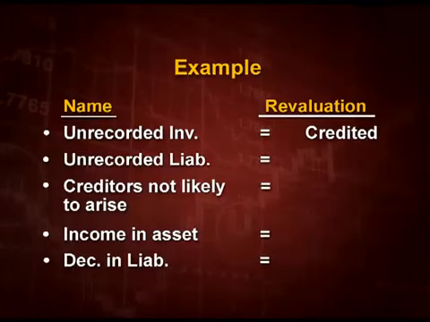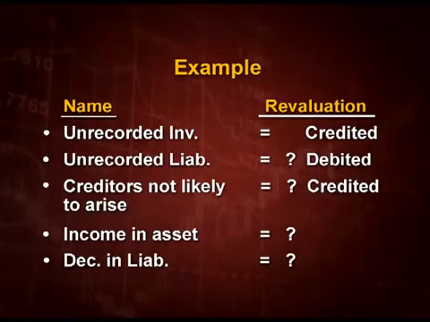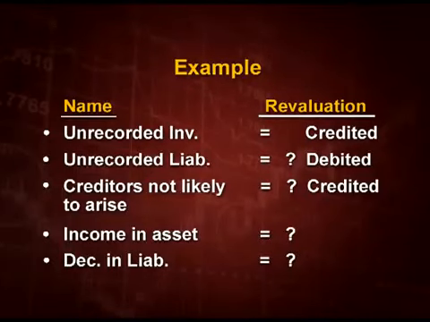Now let us understand it by another example. You have to think about it and then I will write. You think within 1 second. Unrecorded liability, the liability which was not recorded earlier, yes, it is a loss, it will be debited. Similarly, think about creditors which are not likely to arise, creditors which do not have to make any payment, yes, it is a gain for you, so it will be credited. Any increase in the value of asset, yes, it is a profit for you, and any decrease in liability, yes, it is again profit for you. So both are to be credited.